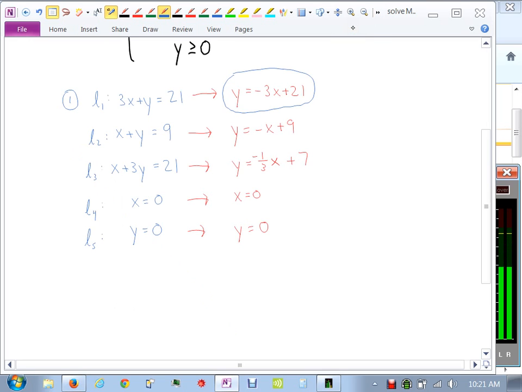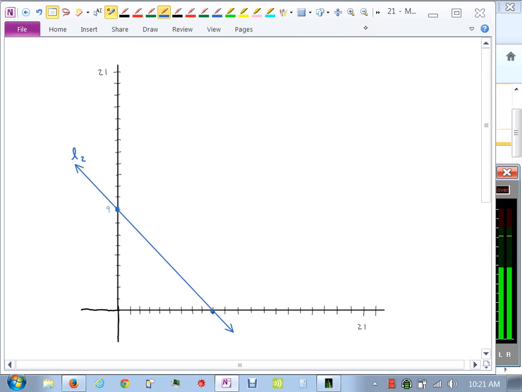And then do L1, or no, L3 now because we know what L3 looks like. L3 had a y-intercept of 7, right? And an x-intercept of 21, right? Does anyone have any questions?